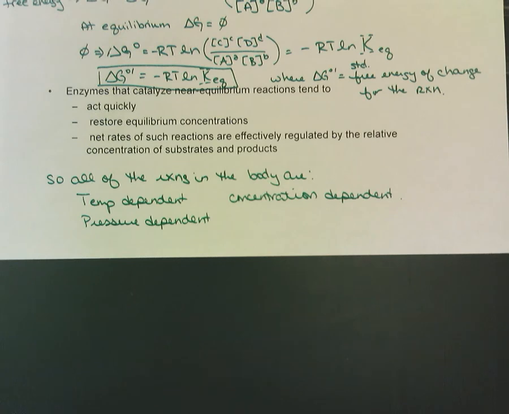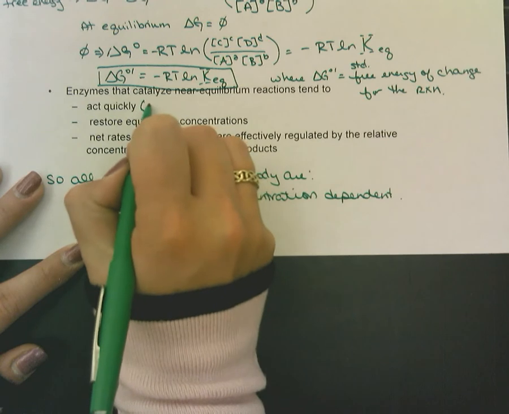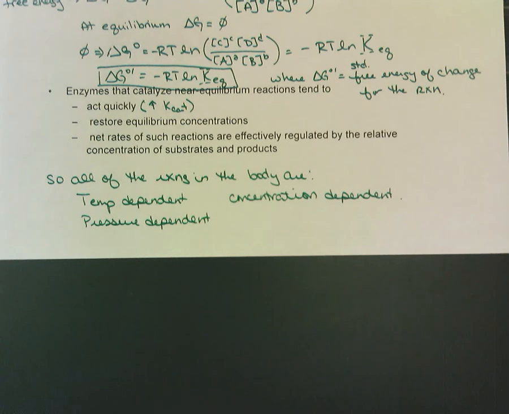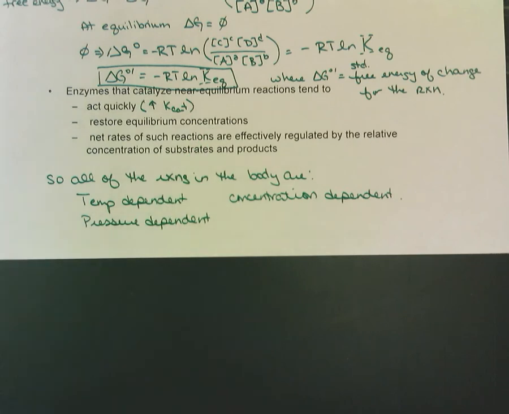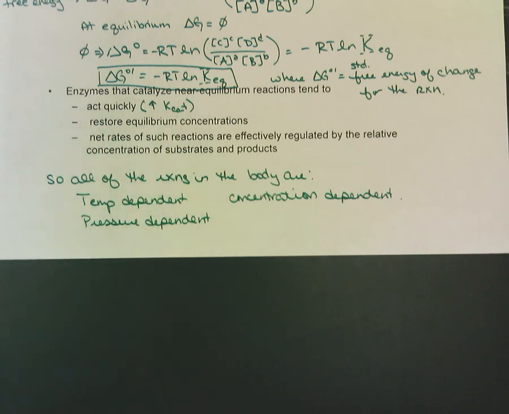Lucky for us, enzymes that catalyze these reactions that are always found near equilibrium have the following characteristics. They tend to act quickly, which means they have a high kcat. They have a high turnover number. Because they act quickly, they restore the equilibrium concentrations fast. And the overall net rate of these equilibrium reactions is regulated by the concentrations of substrates and products around them all the time. So we don't get too far off of equilibrium.